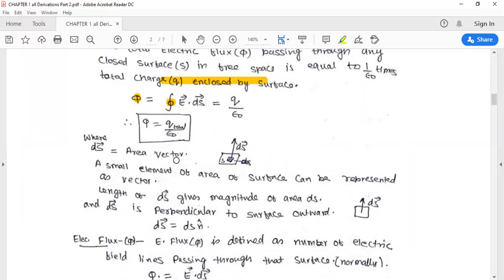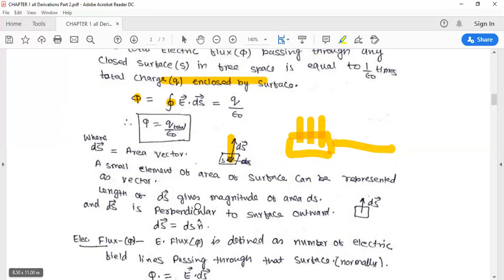This ds equal to area vector. Area vector always acts in the perpendicular direction, just like your toothbrush. You can correlate this with your toothbrush. This is your toothbrush, and all your bristles are in this direction. Then this flux acts in this direction. Sorry, this is the area vector. This area vector is represented by this area.